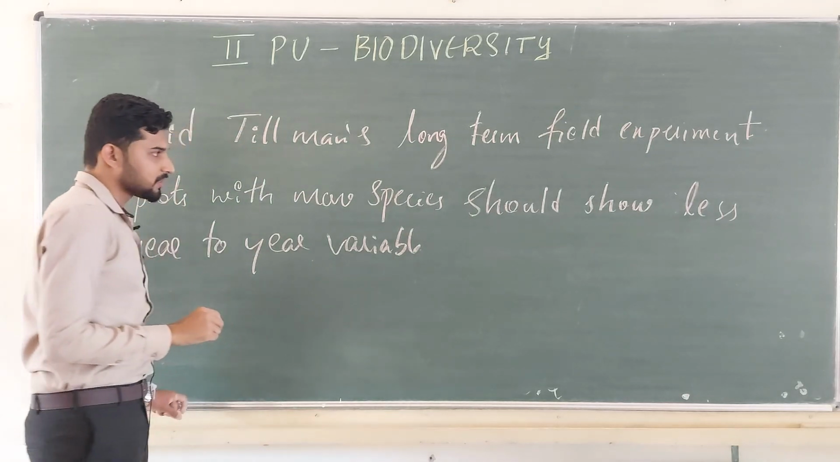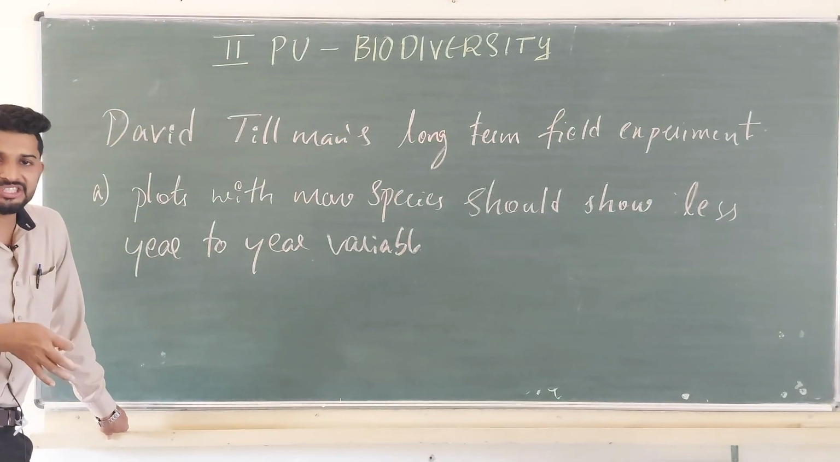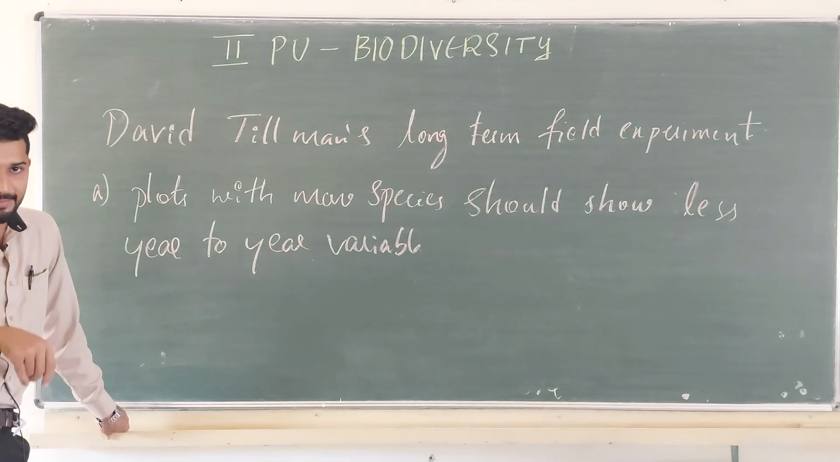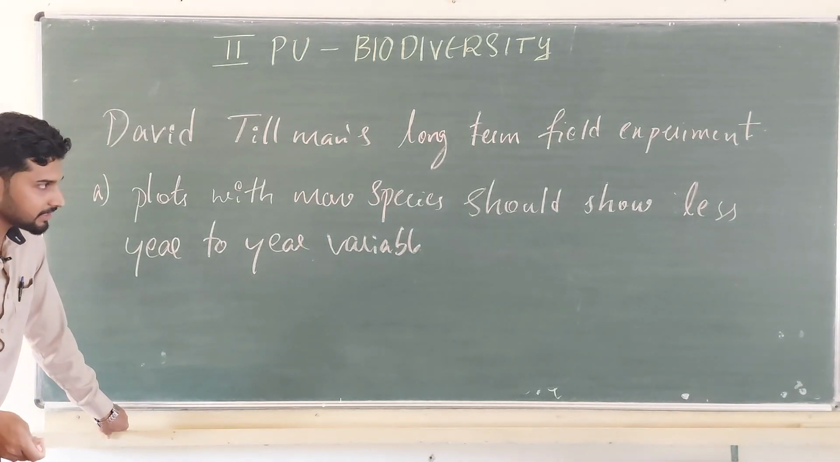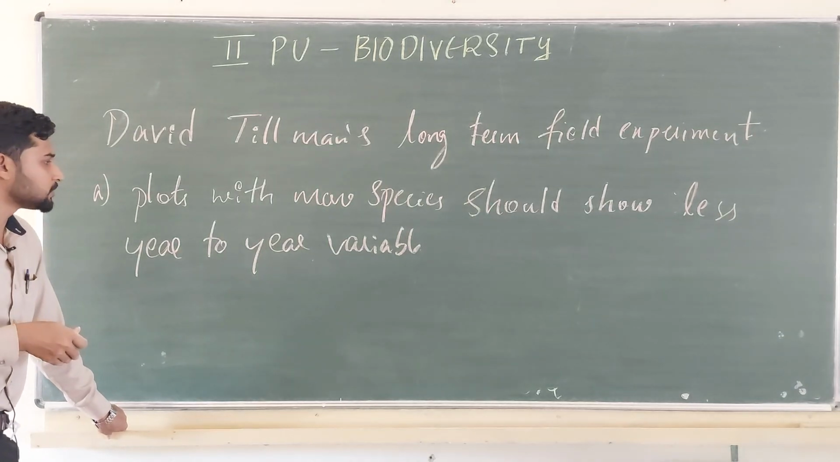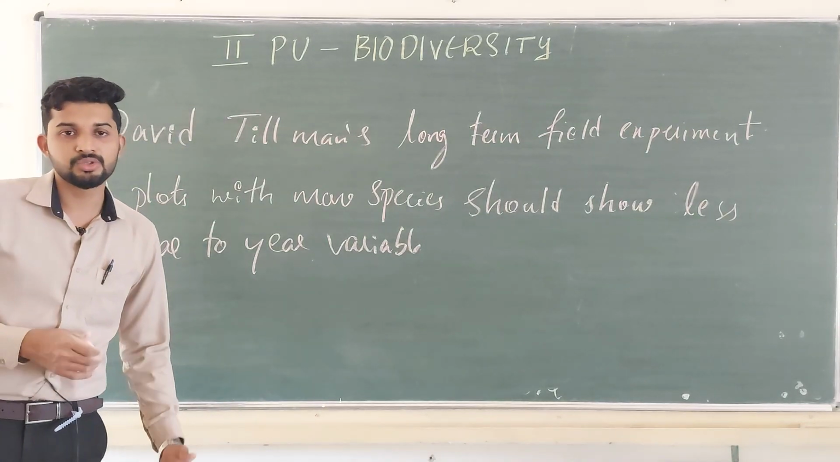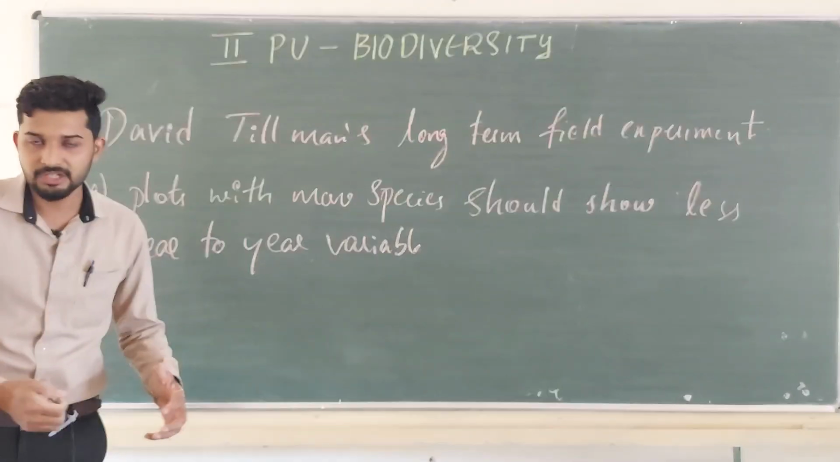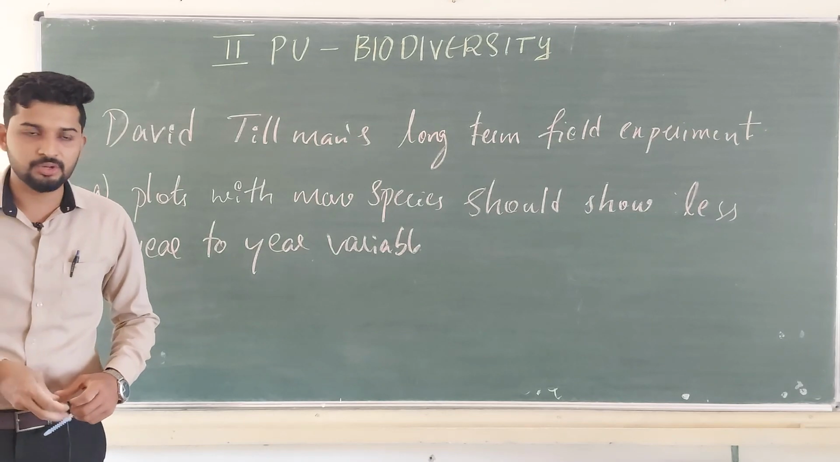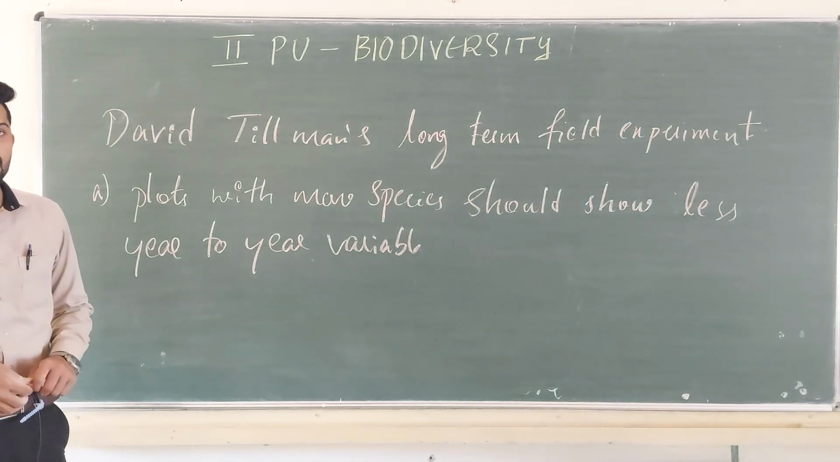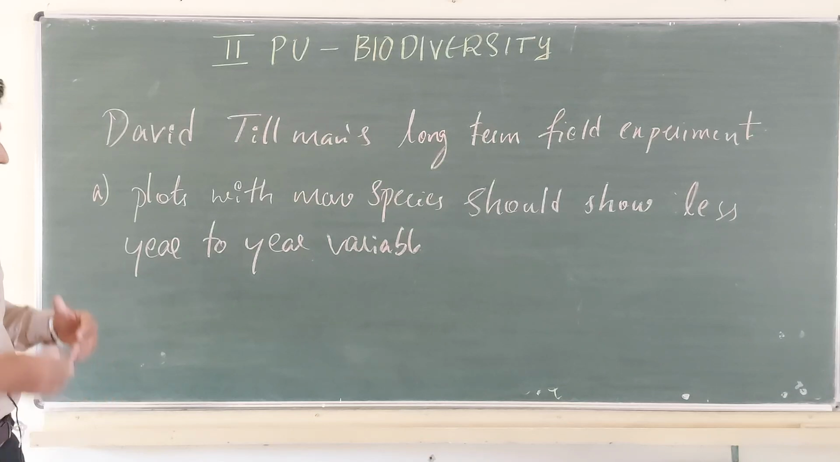If there is a presence of more species in a particular ground, they are already adjusted to the habitat, right? When they are already adjusted to a particular habitat where they are living a comfortable life, then they should show very little or null variation from year to year. They should not show a greater amount of variation, because they should be very stable. That is what this sentence means: the plots with more species need to show less year to year variation, not more variation.